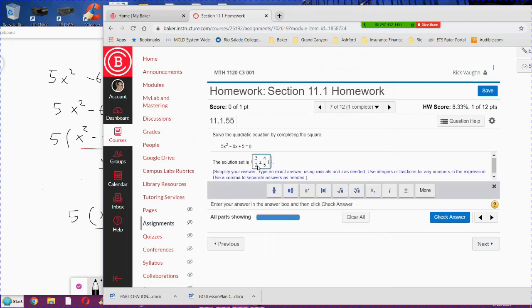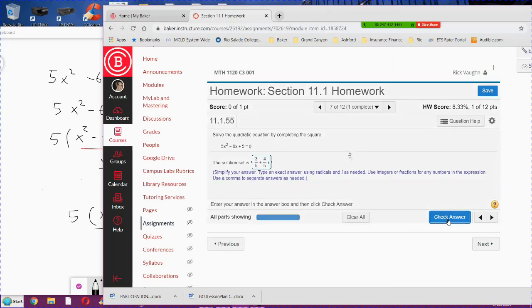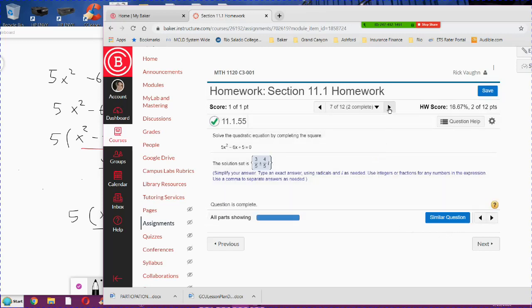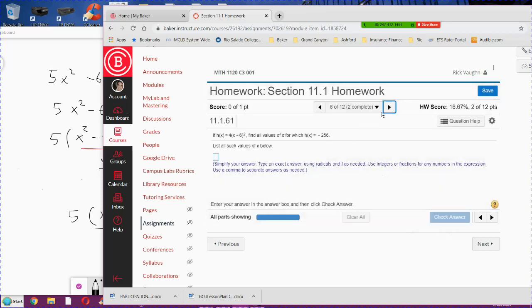And then just make the correction over here. 3/5 plus or minus 4/5 i. Okay, that looks better. All right, I think we have time for one more. I'm going to look at question 12.